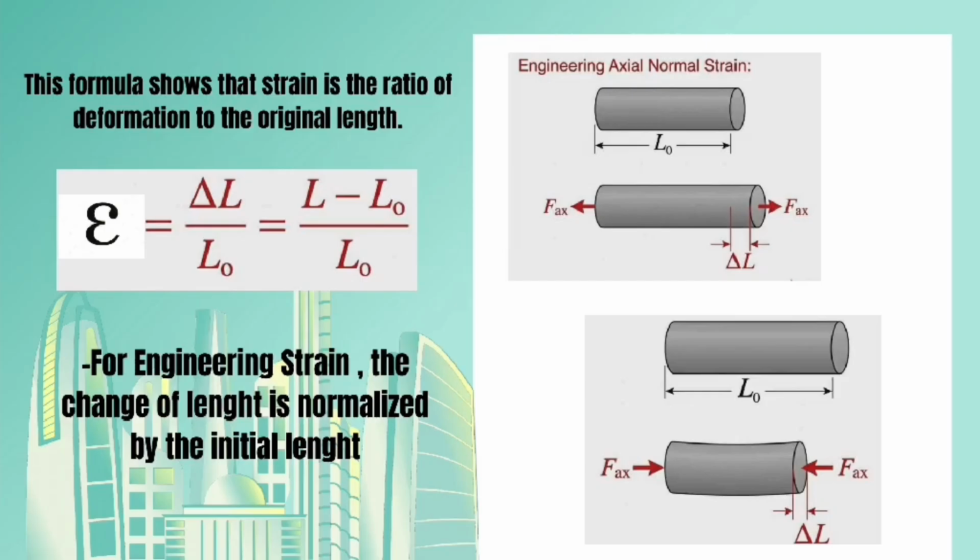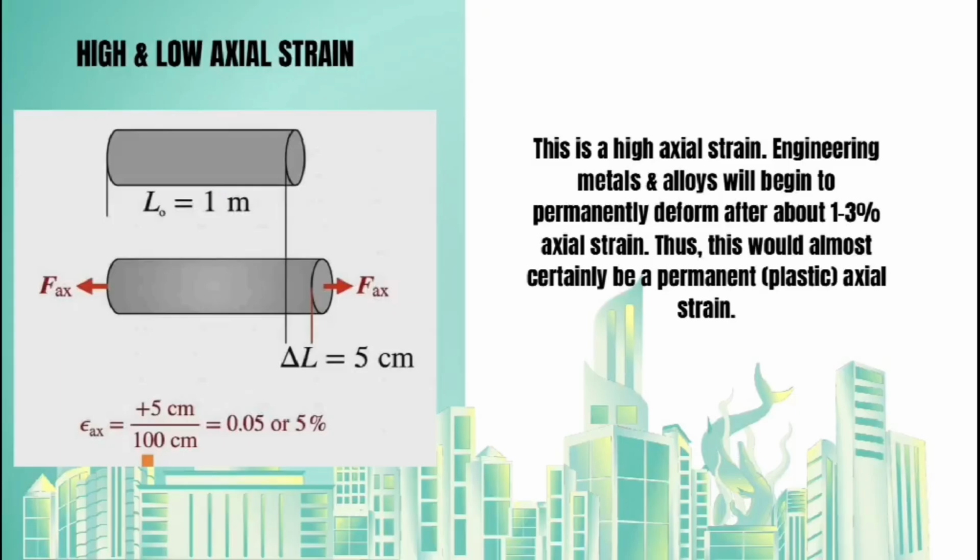If the bar stretches, the strain is positive. We call that tension. If the bar shortens, the strain is negative. We call that compression. Also, strain is dimensionless, no units, because it is a ratio. It is often expressed in percentage. Next, let's proceed to the high and low axial strain.